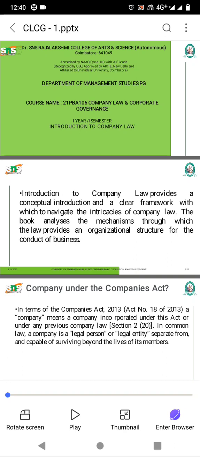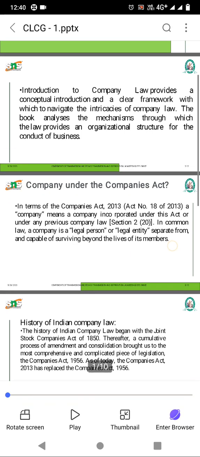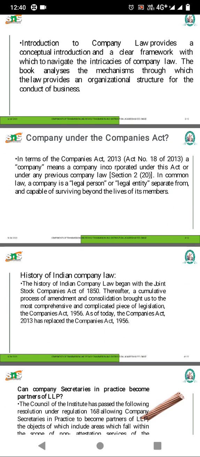Introduction to company law. Company law provides a conceptual introduction and a clear framework with which to navigate the intricacies of company law. The book analyzes the mechanisms through which the law provides an organizational structure for the conduct of business. Company under the Companies Act, in terms of the Companies Act 2013.